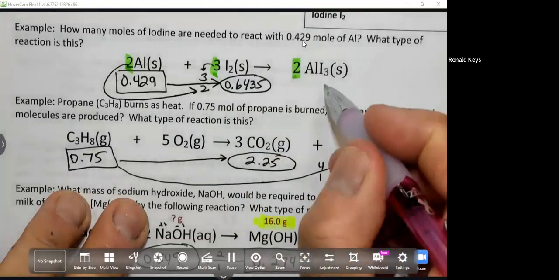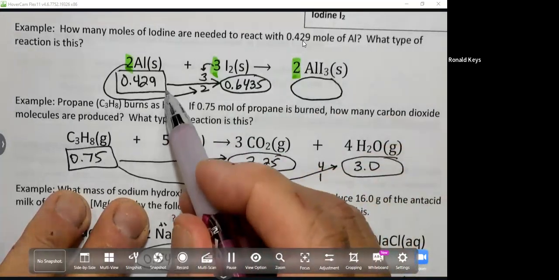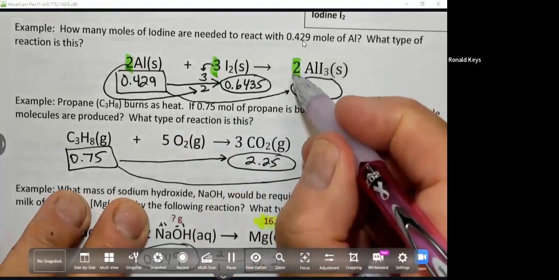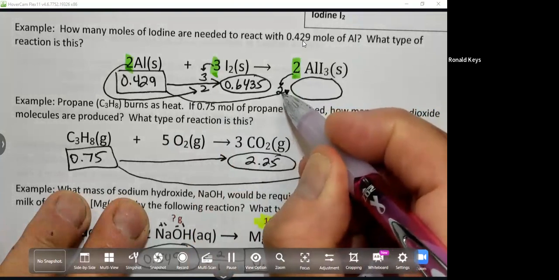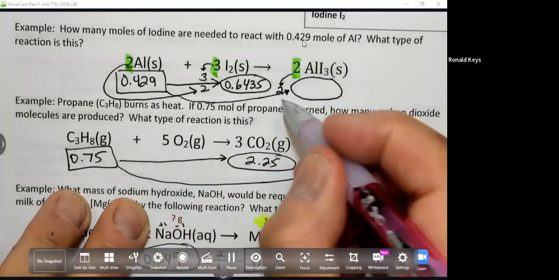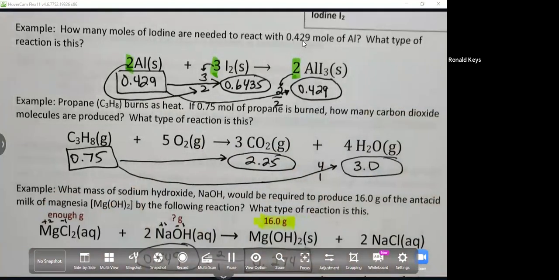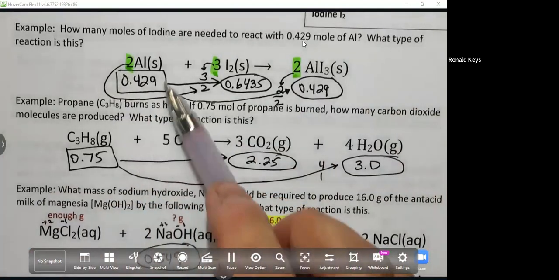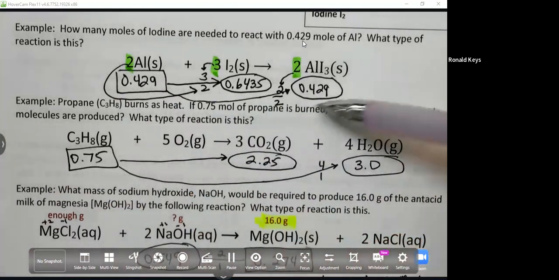So if I wanted to figure out my moles of aluminum iodide here, I would draw an arrow from this that I know for sure is the correct moles. And my mole factor fraction would be 2 over 2. So this would also be 0.429. This is a much better way to do it because once you've got the moles given, you can do moles of the other ones right away. And you can always go moles back to grams.